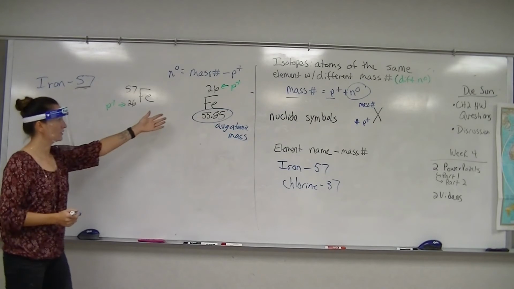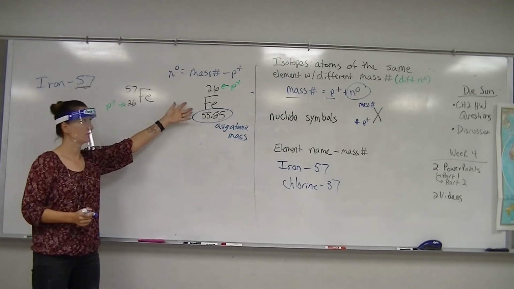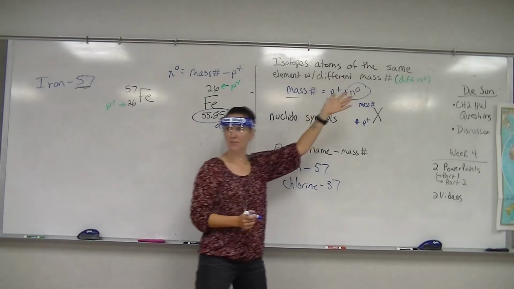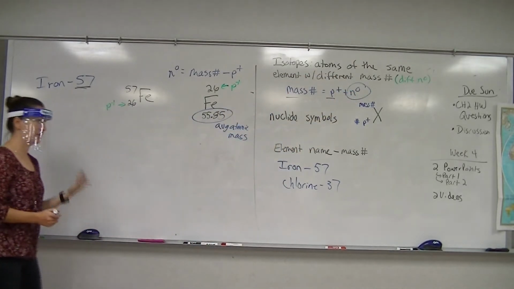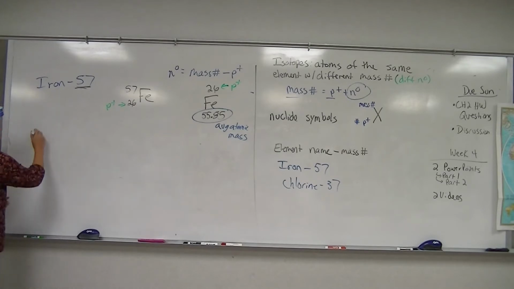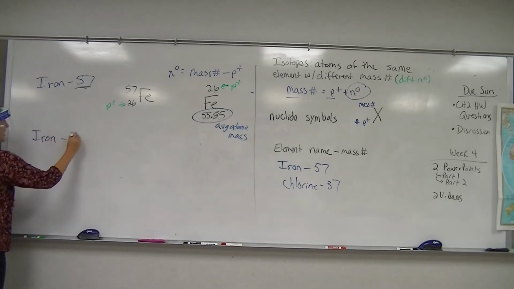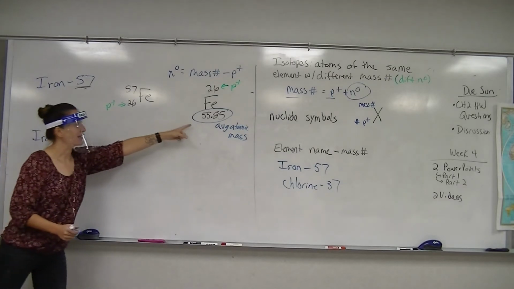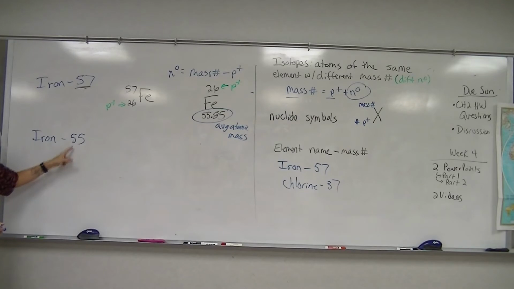So iron has more than one isotope. What that means is it has more than one atom, and those atoms have different mass numbers. So there's an iron 57, there's also an iron 55. These are the mass numbers. These are the total number of protons and neutrons in this particular atom. So how do I get that 55.85? It's the average of these two.